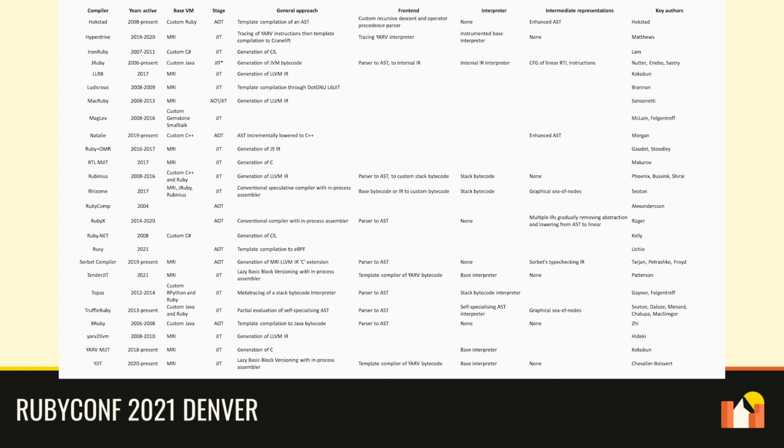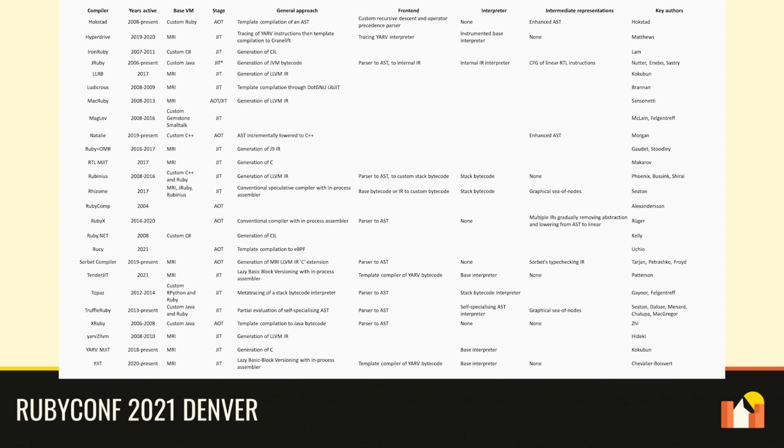So this is the big list of the 25 compilers. I'll break this down as we go through the presentation, but it's great to put them all on screen at once. For each compiler, I have its name, how long it's been active, whether it runs on top of MRI or some other virtual machine. Does it run just in time or ahead of time? What's the general approach it uses towards compilation? How does the front end work?